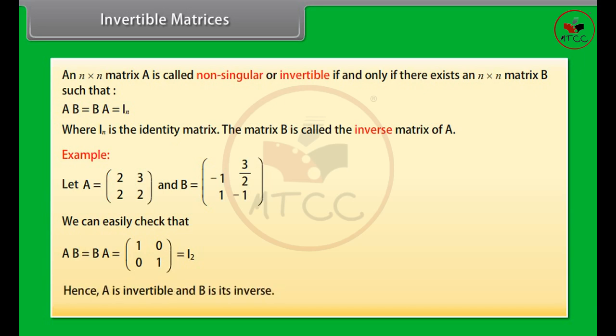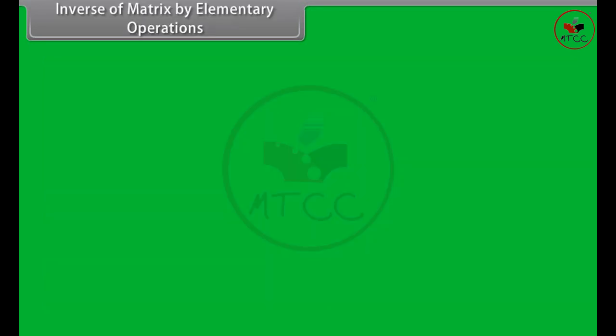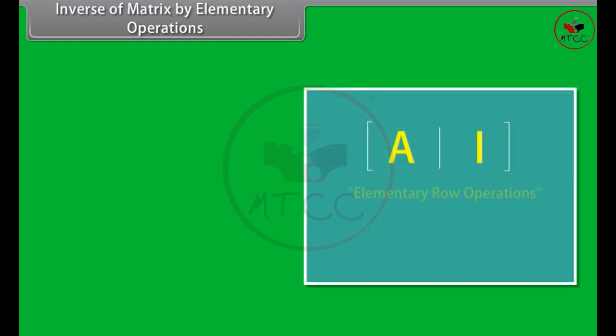Hence A is invertible and B is its inverse. Inverse of matrix by elementary operations. This is a fun way to find the inverse of a matrix.